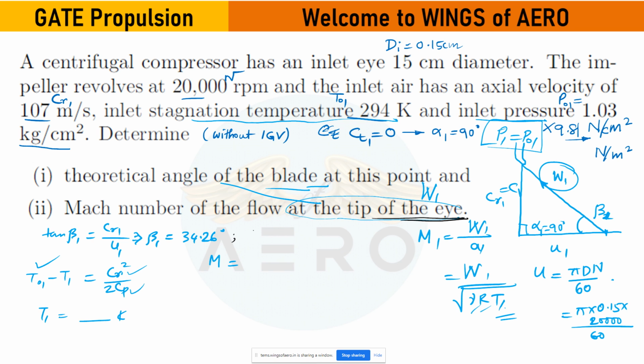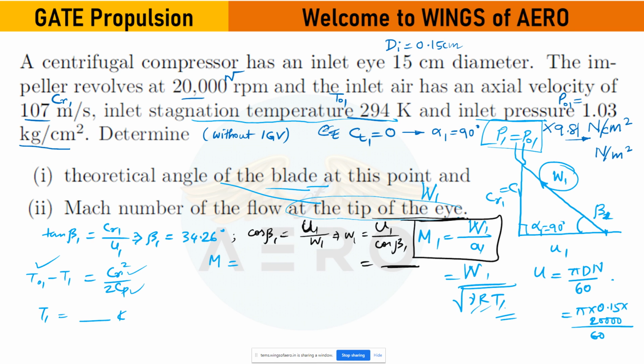So you can use cos beta 1 equals, let's take u1 by W1. So W1 equals u1 by cos beta 1. So you will get the W1 value from here. This is the Mach number formula, W1 by A1, so W1 over root of gamma R T1. Use this relation.